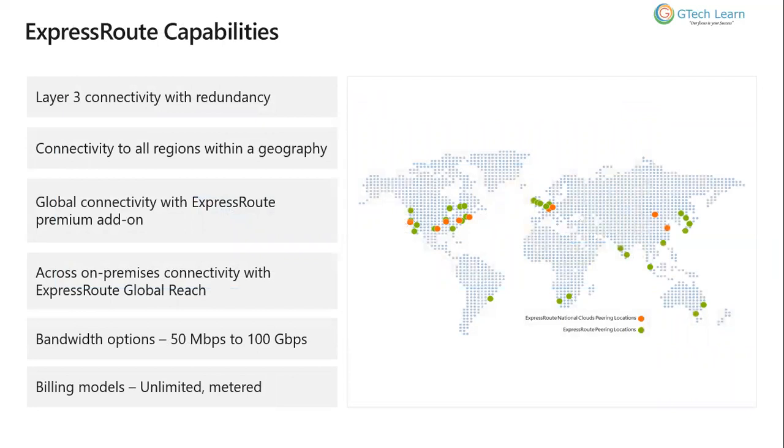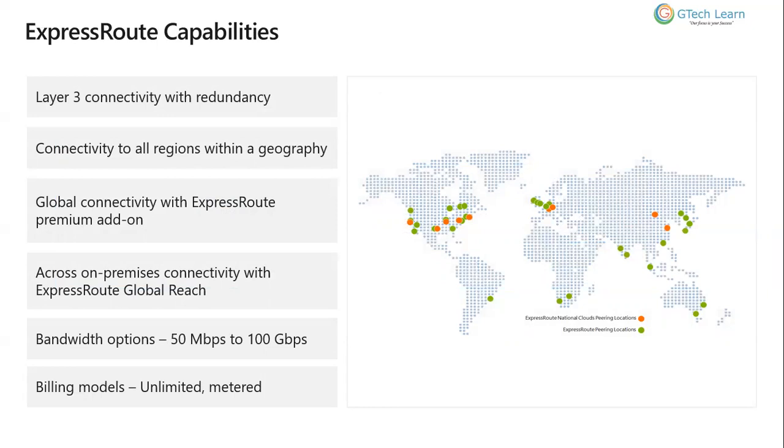ExpressRoute is a service that provides us layer 3 connectivity with redundancy. That's okay. It lets you extend your on-premises network into the Microsoft Cloud over a private connection with the help of a connectivity provider. With ExpressRoute, you can establish a connection to Microsoft Cloud services such as Microsoft Azure and Microsoft 365 as well.